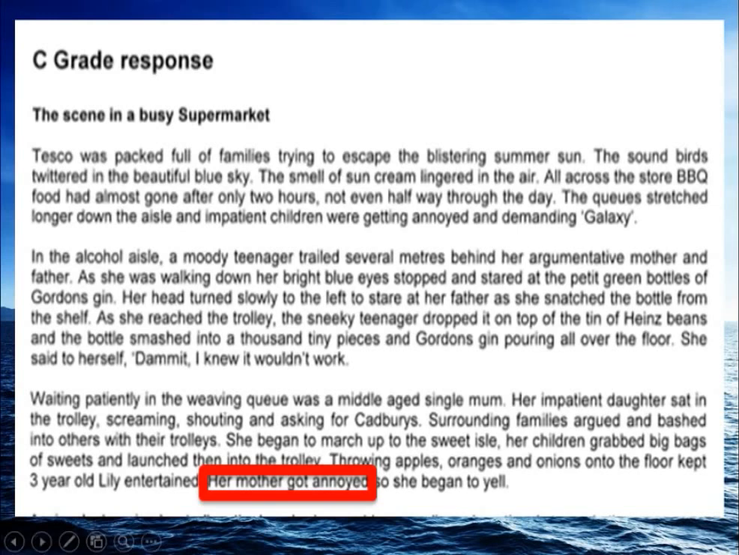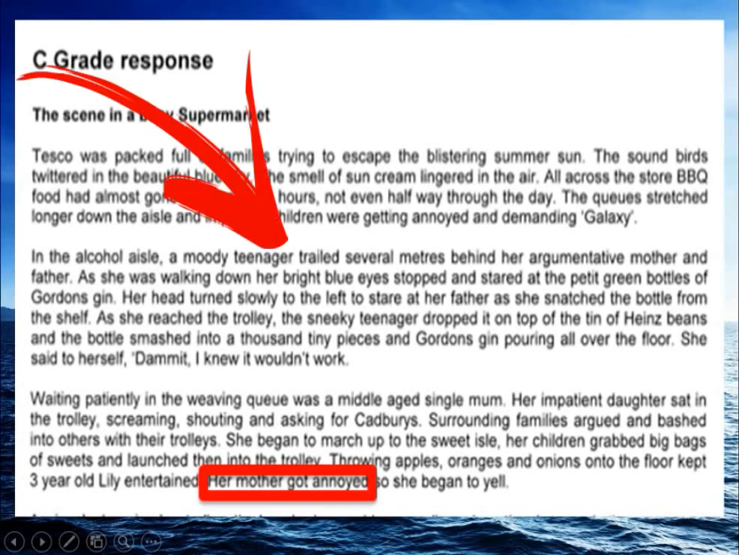However, we do start off up here with a moody teenager. You might think this would be a telling sentence. However, it carries on by saying a moody teenager trailed several meters behind her argumentative mother and father. The title for this was a scene in a busy supermarket. So the fact that it's a moody teenager could be boring. However, afterwards, by saying trailed several meters behind, it does give the reader an image of a mum and dad walking around the shop with the moody teenager a bit behind, almost thinking to him or herself, why on earth am I here? I hate going around with my mum and dad. So it does give a vivid description to the reader.